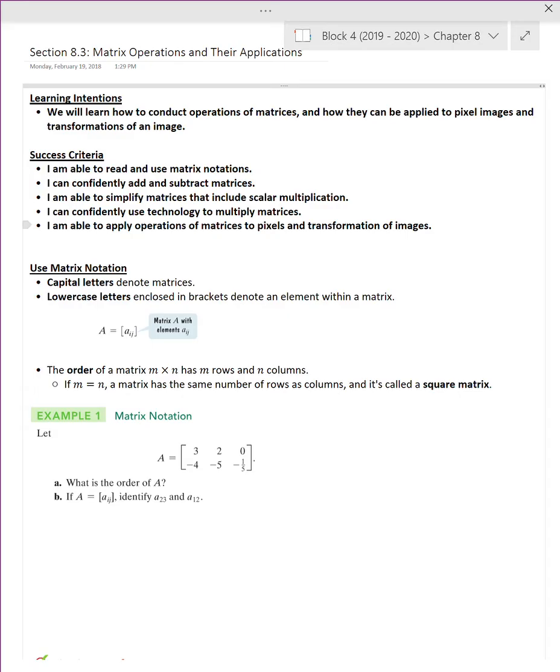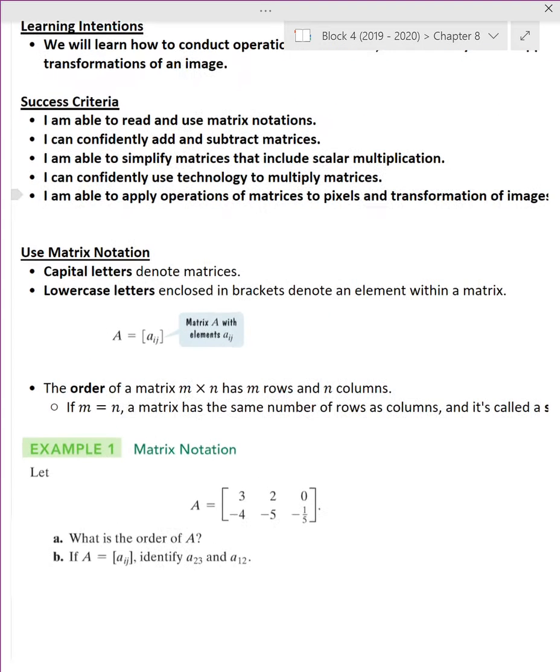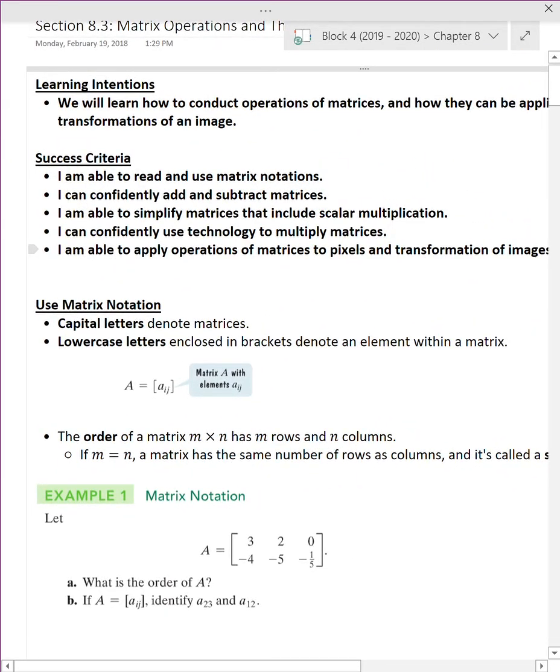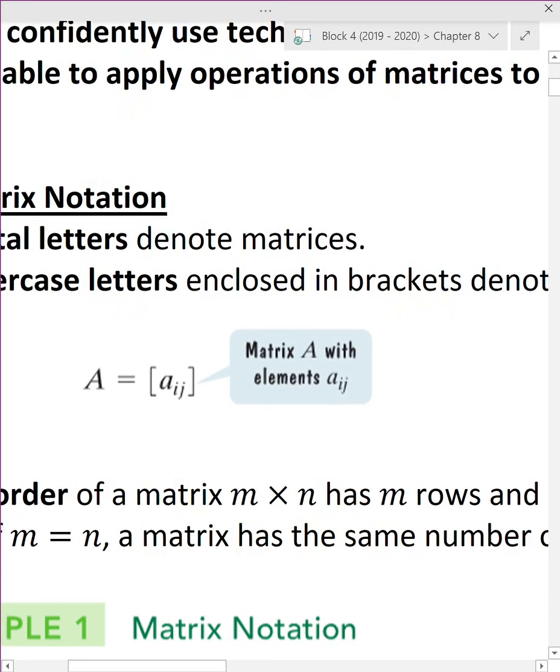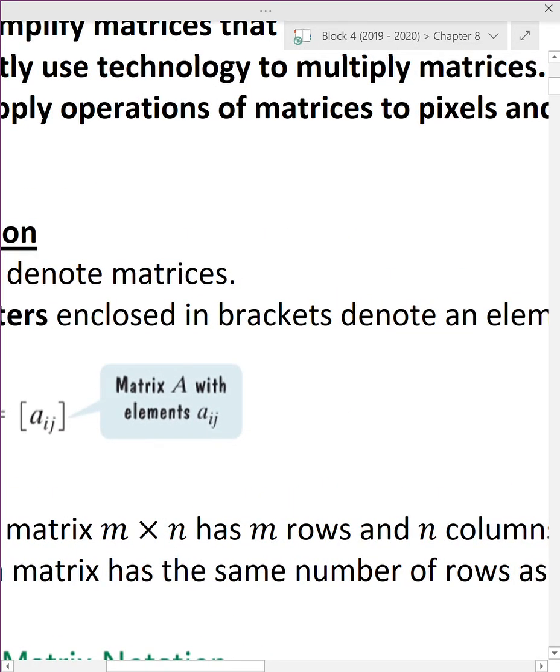So real quick with matrix notation, just something to keep in mind is that capital letters denote the matrix, so when you see this, you know capital A is matrix A. Now, the lowercase letters are used to denote the element within the matrix. The element is just the numbers within the matrix. When you see a sub I J, the I represents the row number, and J represents the column number. Remember, columns hold up buildings, so columns are up and down, rows go across.